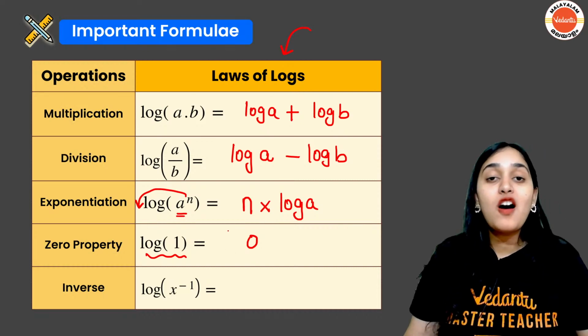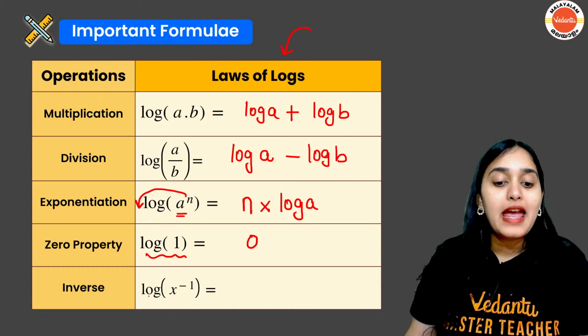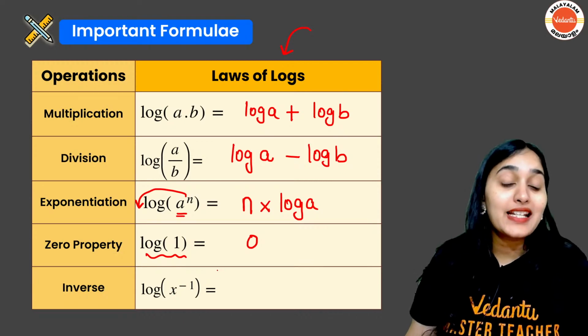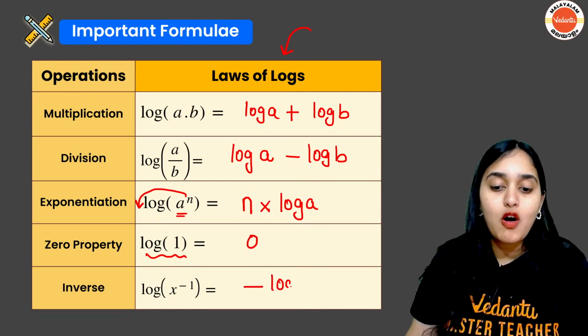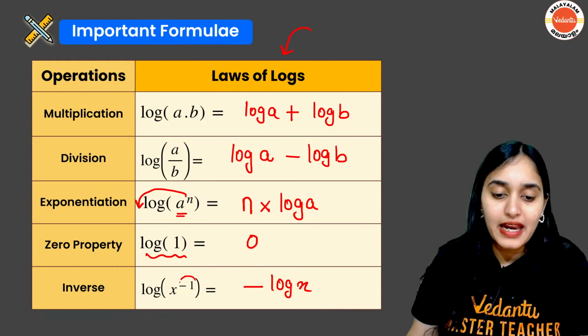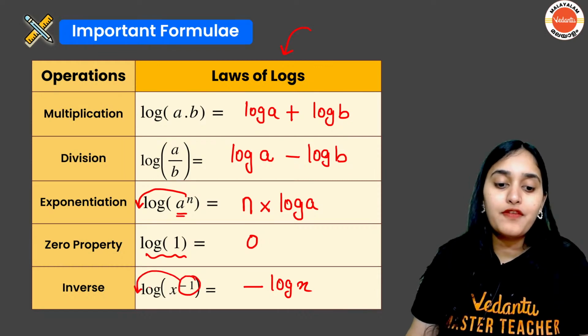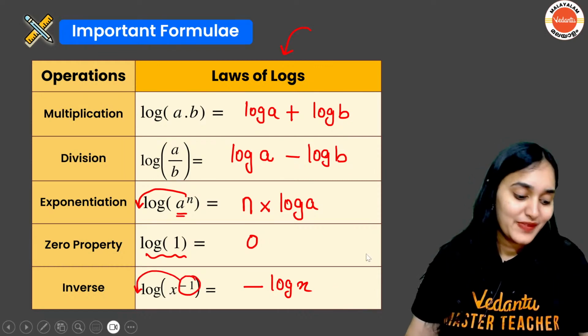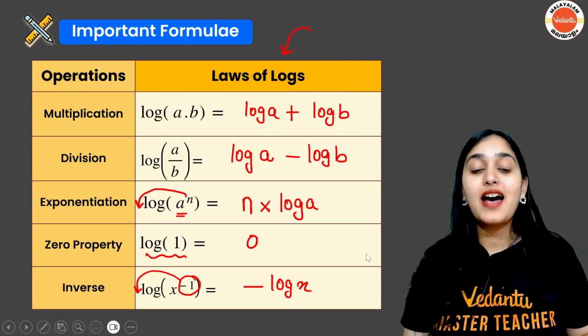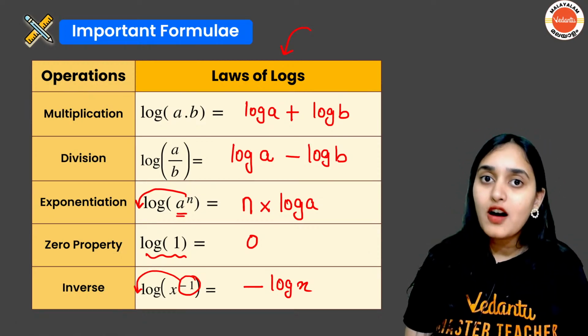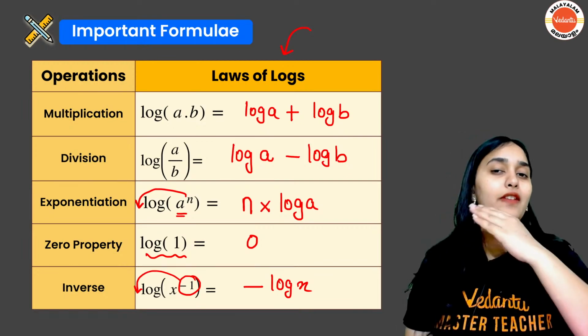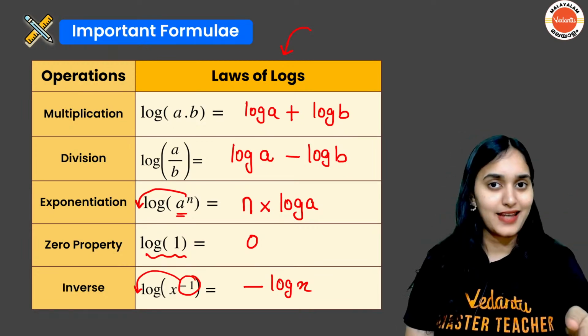So, log of 1 is always 0, and log of x to the power minus 1 will be minus log x. Why? Because again, the power will come in front, so it will be minus log x. Clear to all of you that these are the laws of logs which you should remember for solving any type of question in this chapter.